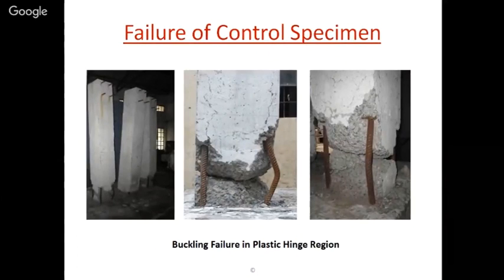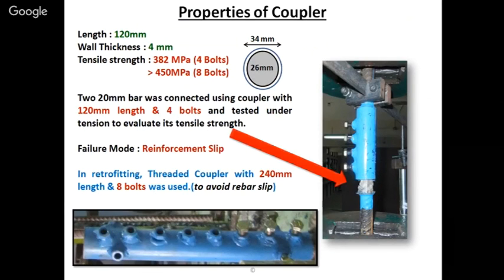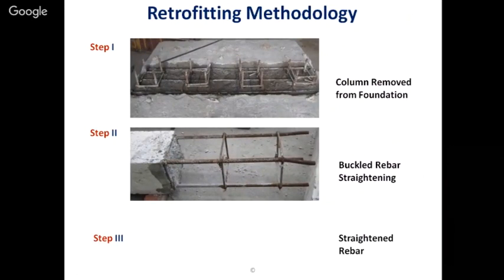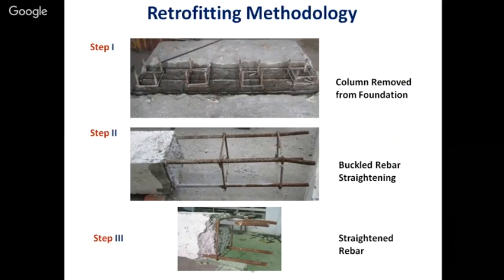You can see this foundation having 4 columns, and all the 4 columns have failed like this. This is a buckling failure because we have made a weaker part in the bottom, and we have applied lateral loading. So the entire bottom of the column has completely failed, and we have addressed the buckling failure also. Now we have developed our own coupler like this, and we have removed all the 4 columns from the foundation. Second, you can see the buckled bar. Third, you can see how the buckled bar has been straightened.